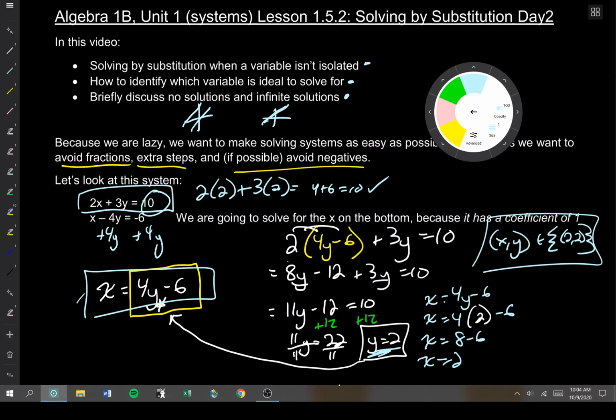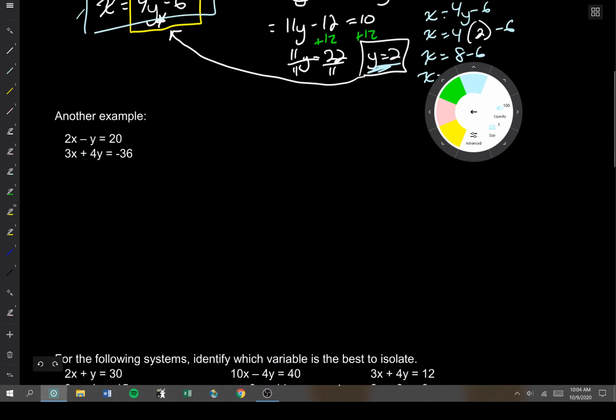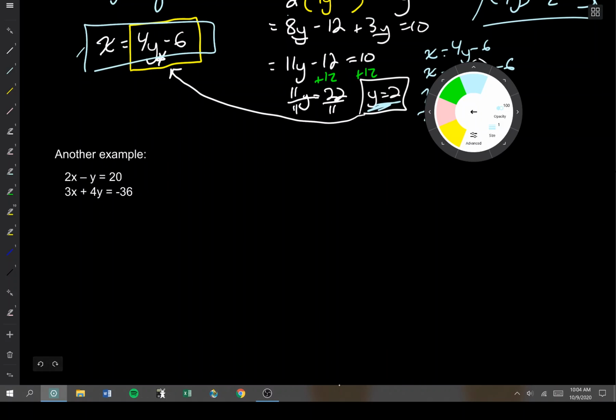So the key to solving these systems is going to be, how do we best identify which variable to solve for? That's the key. If you have a coefficient of 1 or negative 1, really, really helpful. Here's another example. I want to identify which variable is best to solve for. This has a coefficient of negative 1, so that's the one I'm going to choose. Anytime you can find plus or minus 1, pick that one.